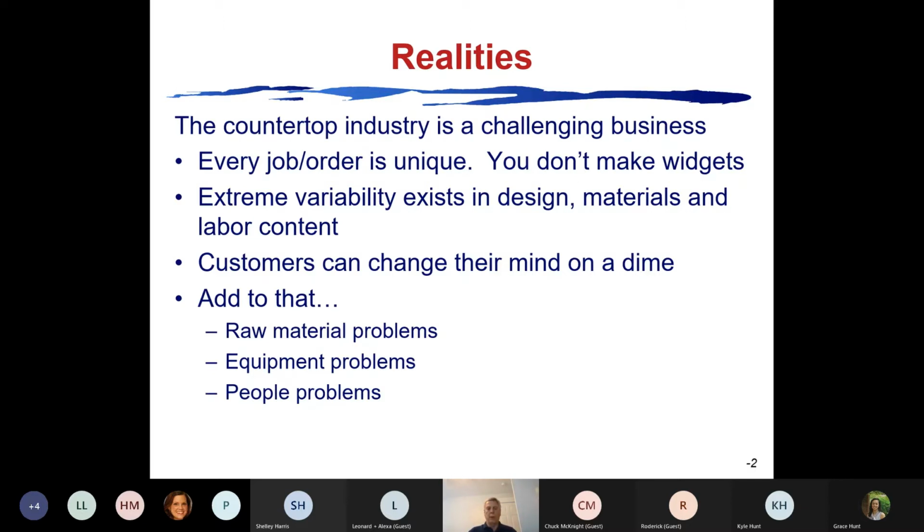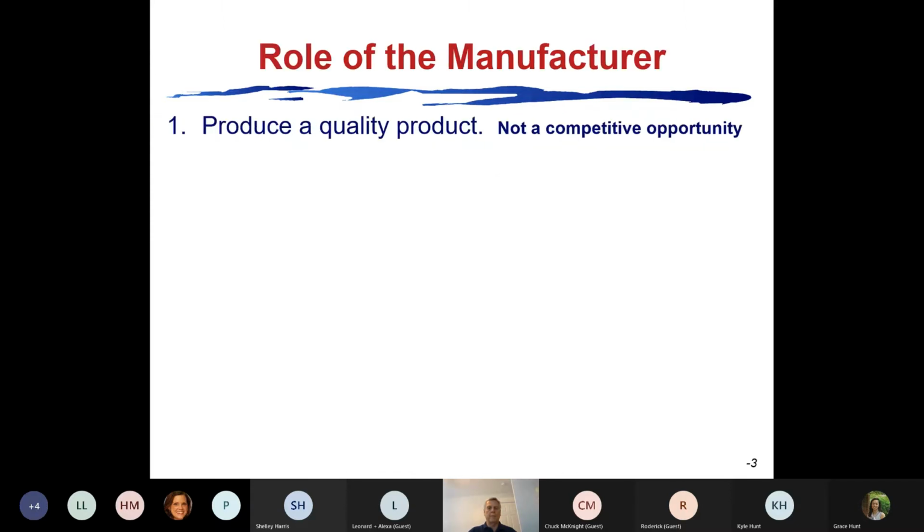People problems. All of that together means that this is such a challenging business. We must practice a system to deal with those realities. You can't wish those things away. You can't just say, we've got to work harder. There's a way to deal with that in a systematic approach, and that's what we want to talk about a little today.